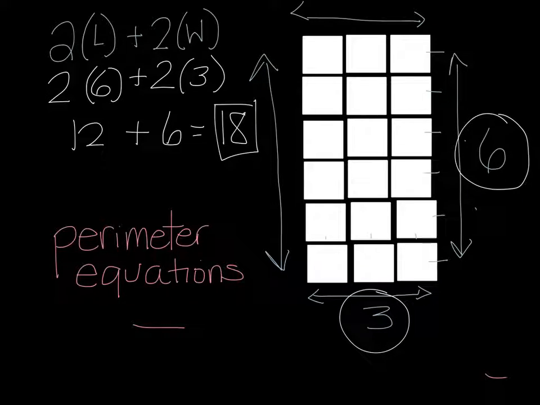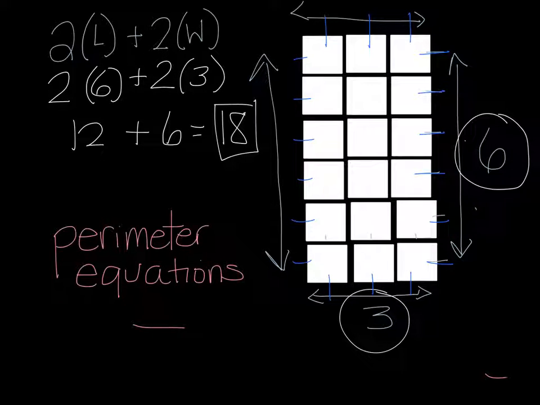Excuse me. And we can, of course, double check our work. If you want to, you can double check your work by actually going through and touching each of the sides. 1, 2, 3, 4, 5, 6, 7, 8, 9, 10, 11, 12, 13, 14, 15, 16, 17, 18. And there's your 18. All right.